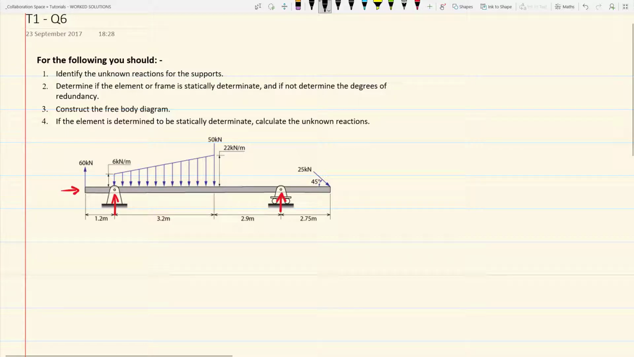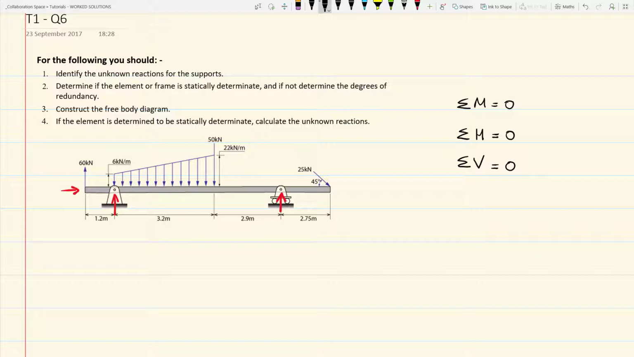You should also know from your previous studies that we have three equations of equilibrium that must be satisfied for the beam to be statically determinate. These are the sum of the moments equals 0, the sum of the horizontal actions equals 0, and the sum of the vertical actions equals 0. As we have three unknowns associated with the beam supports and three equations of equilibrium, this particular beam is statically determinate.